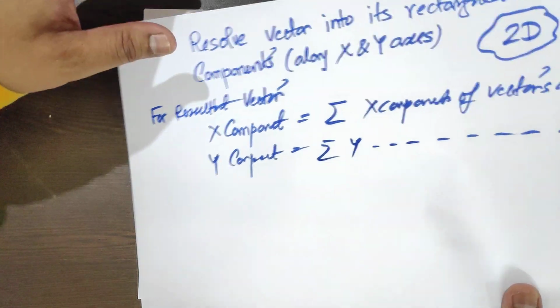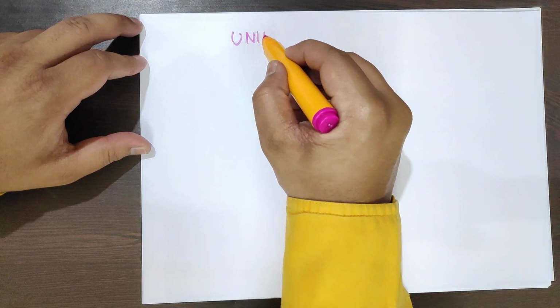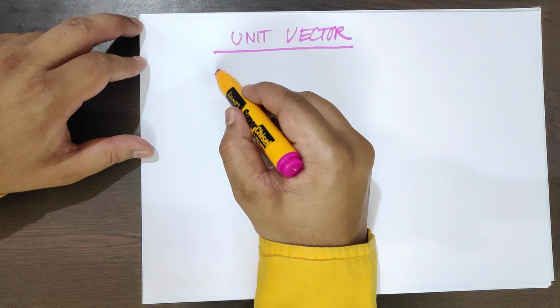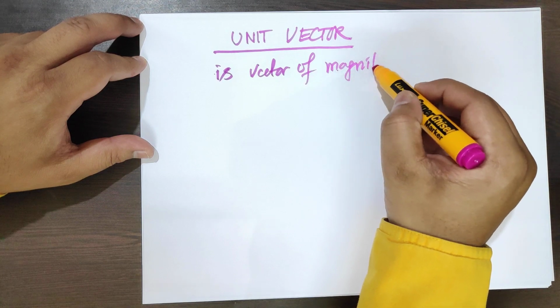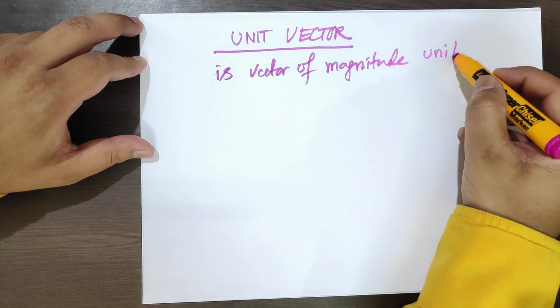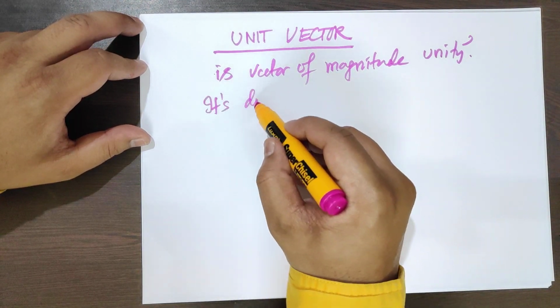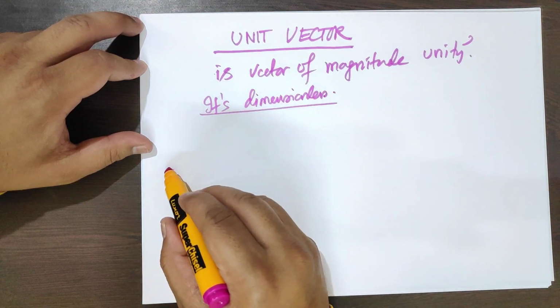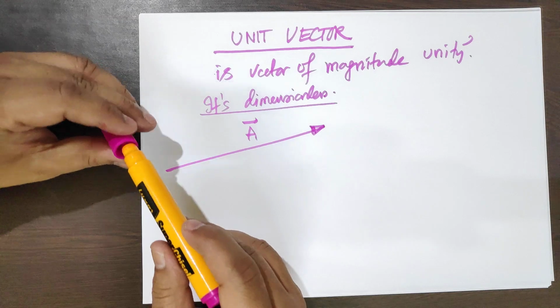Now we'll learn about unit vectors, right? So what is a unit vector? Unit vector is a vector of magnitude unity, right? Now it is dimensionless. That means, say you have a certain vector A. Suppose this A happens to be a displacement vector.